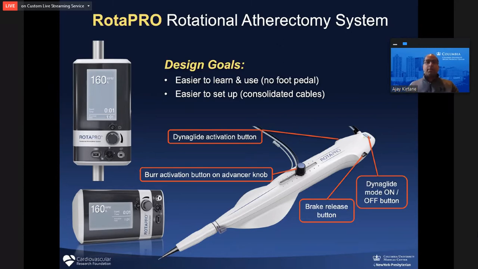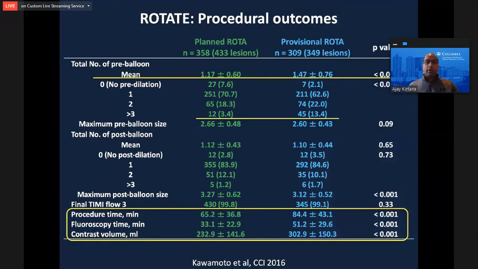Now, in terms of the use of rotablation, what is known though is this phenomenon of rotoregret. And so if you go into a case and you think you probably needed to use atherectomy and you didn't use it, the outcomes are worse. And so this is a study from Antonio Colombo's group showing that your procedure times were longer, your fluoro times were longer, your contrast was higher, you know it was more painful because you tried first with balloons and then you ended up going to atherectomy. So many times with atherectomy, it's one of those things, once you think it, just do it.